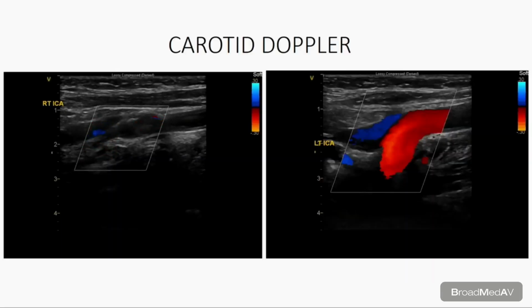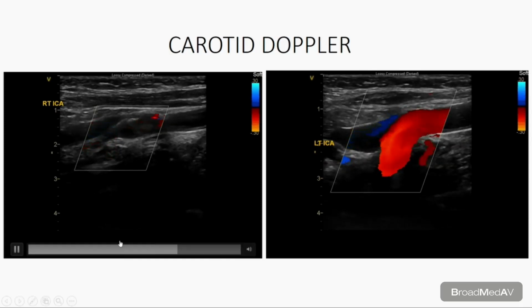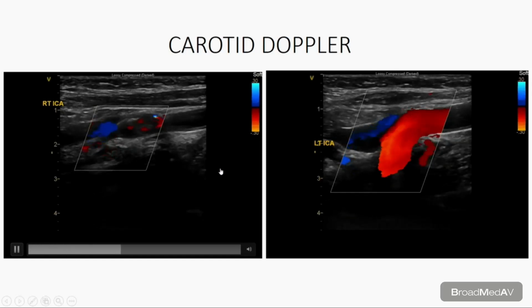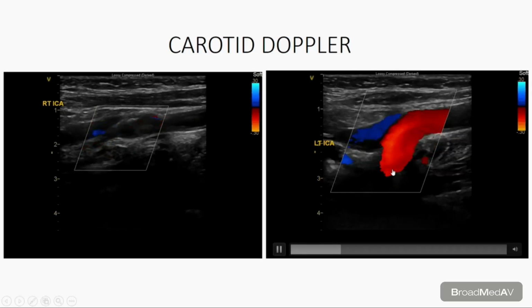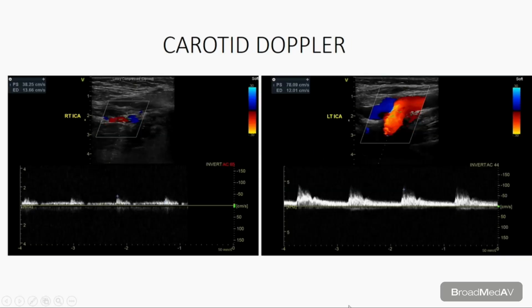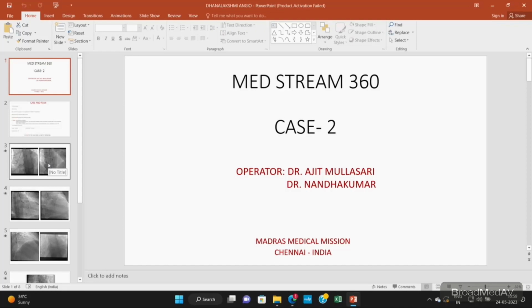So with that, I'm going to the carotid Doppler. We can see here in the right carotid Doppler, the internal carotid artery is totally occluded, no flow. On the right side of the screen, we can see the normal left internal carotid artery. And this is the velocity. We can see right internal carotid artery, the peak systolic velocity is 38.25 centimeter per second. So with that, I'm handing over the case to Dr.